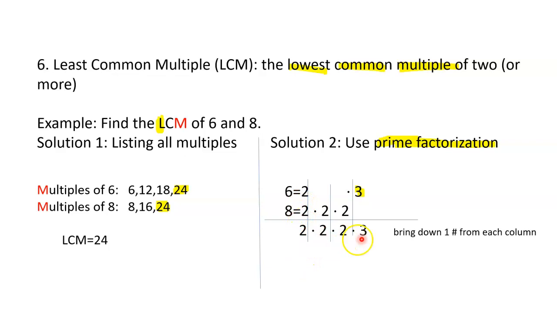Now, after you bring down those numbers, you can multiply them all together, and you can see 2 times 2 times 2 is 8. 8 times 3 is 24. So we get the same answer.